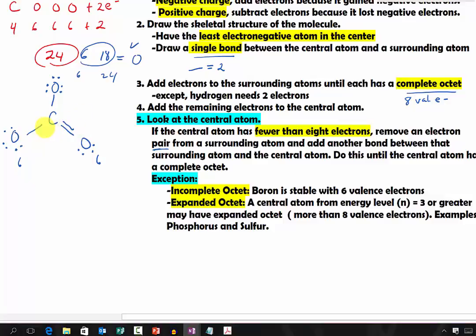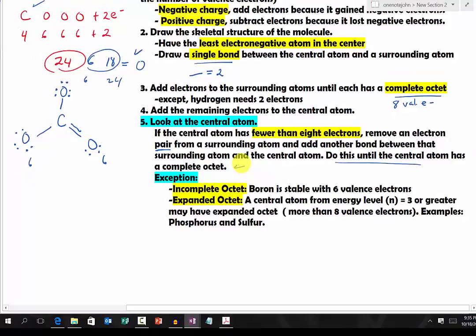And this gives us our octet for carbon. What if this doesn't give us an octet? Then we have to continue. We have to do this until the central atom has a complete octet.